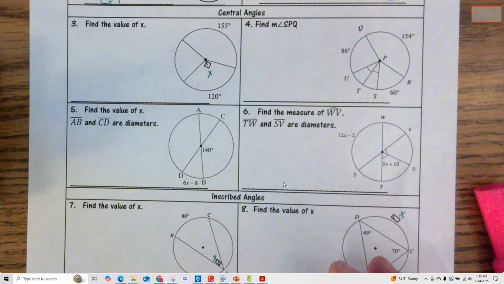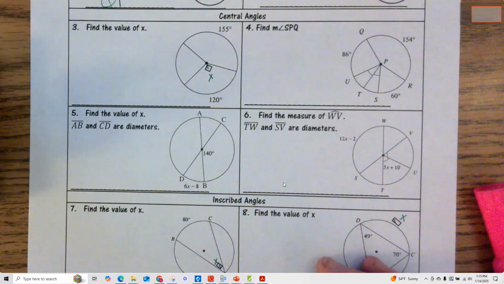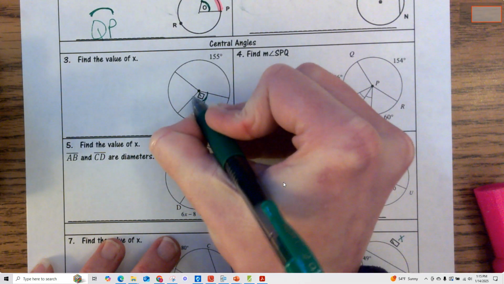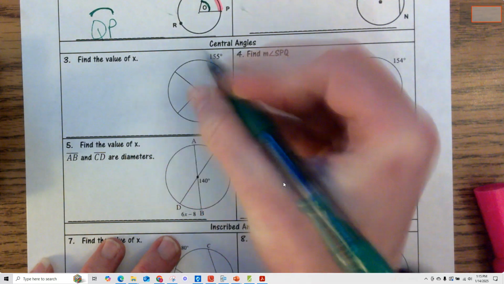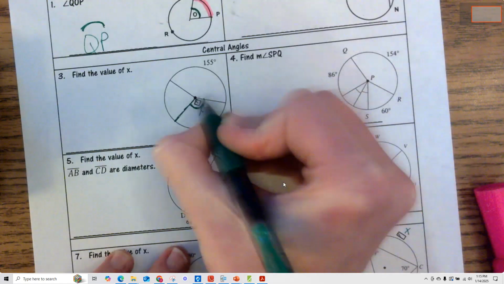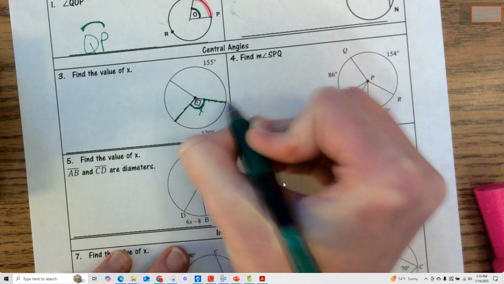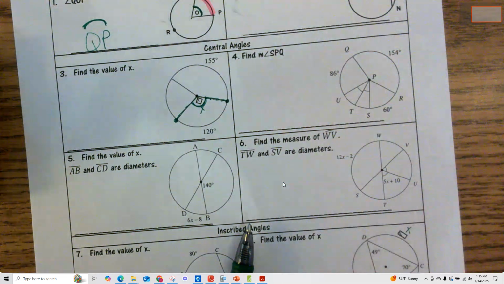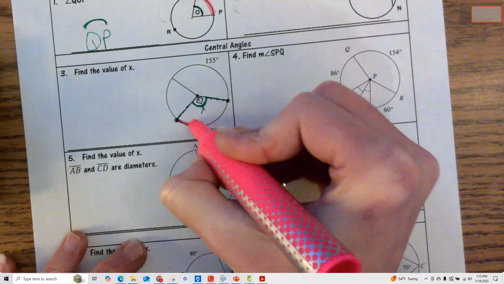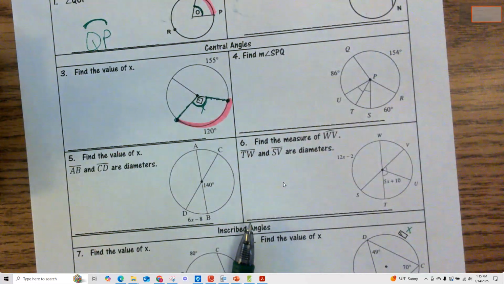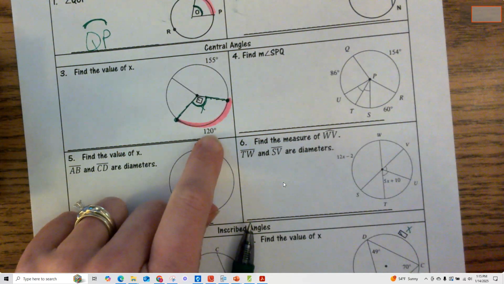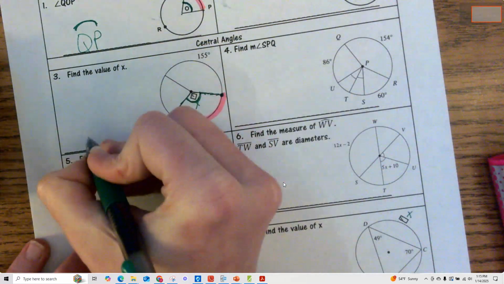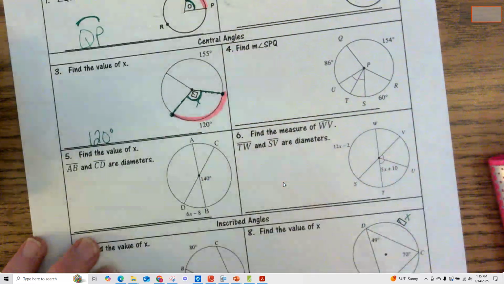Okay, so number 3. It says find the value of X. So X is this angle right here, okay, which means here are its legs, and then its intercepted arc is from the endpoints in between, okay? So a central angle is the same as the arc. So if the arc is 120, then that angle is going to be 120.